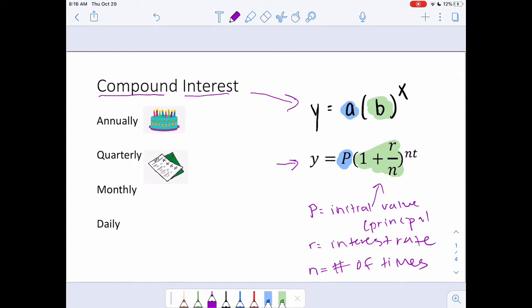Basically, what this means is if your interest is compounded annually, the bank distributes the interest into your account one time a year. Birthdays are annually, they show up one time a year. If your interest is compounded quarterly, it means your bank deposits the interest in your account 4 times a year. Think of it as we have 4 quarters, 4 grading periods in a school year.